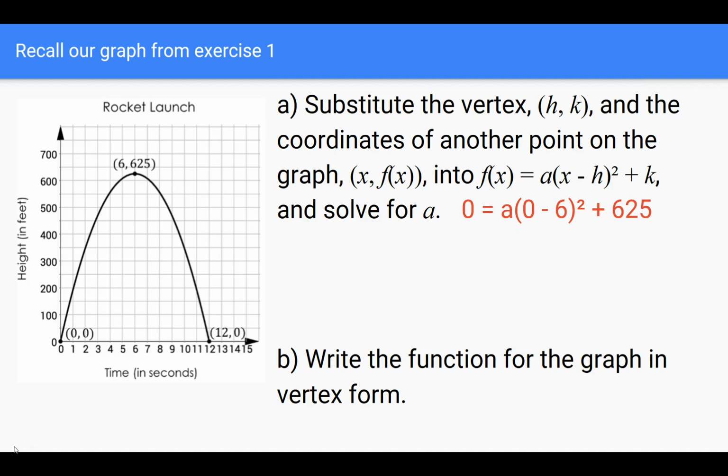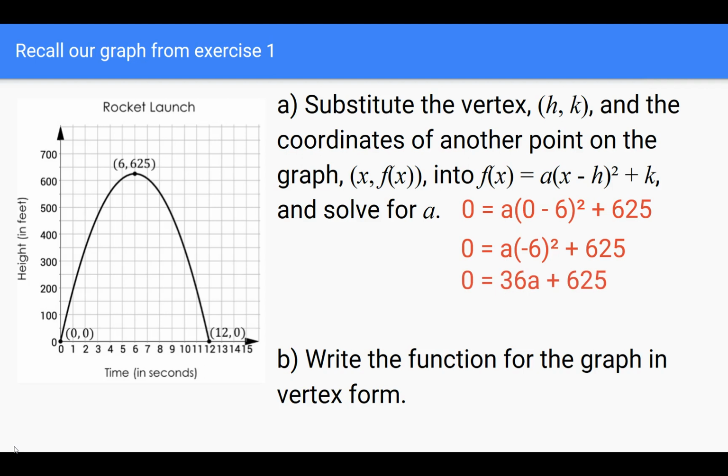So instead of y equals, now it's 0 equals. I don't know my a. That's the whole point. We're trying to find what a is. Times x, which is now 0, minus h. H is 6, so it becomes minus 6 squared, plus k, which is 625. All right, PEMDAS. Parentheses first, what is 0 minus 6? Negative 6. Now my exponent, what is negative 6 squared? 36. It's positive 36. So it becomes 36a plus 625.